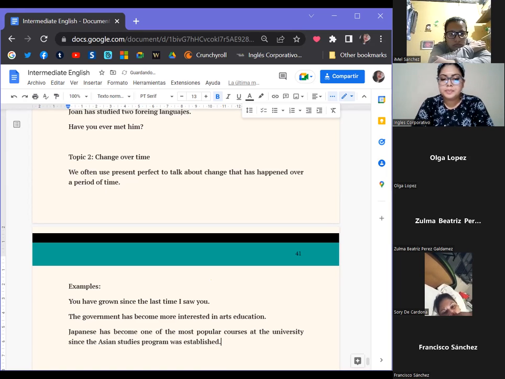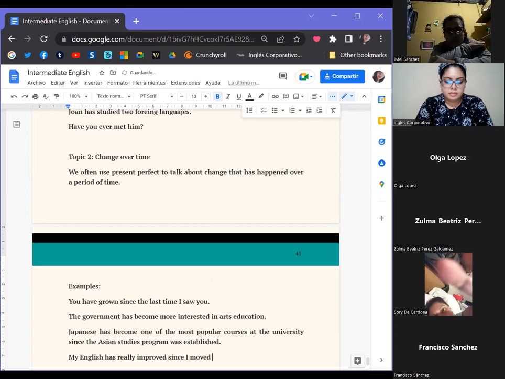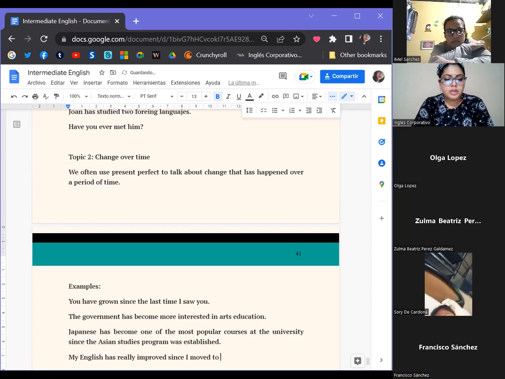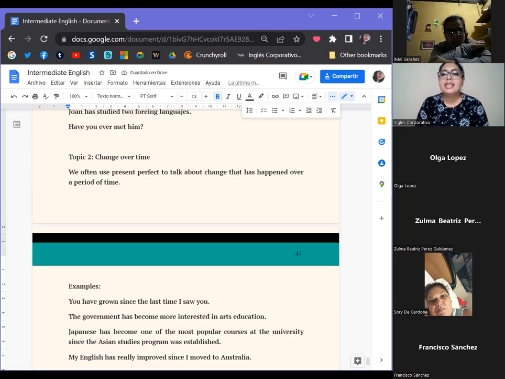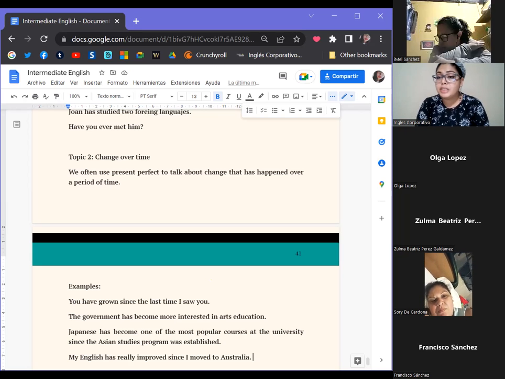And the last one, my English has really improved since I moved to Australia. So in this case, we're talking about things that have a specific change.